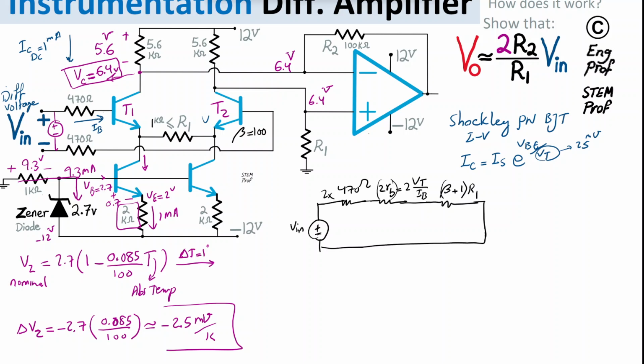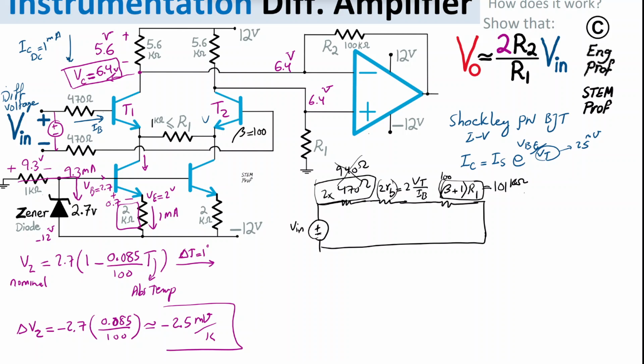So this is the scheme we have. If R1 is more than 1 kilo ohm, then we multiply it by at least 101, because that's beta 100 plus 1. This resistor value is effectively about 101 kilo ohm. So this 2 times 470 is 940 ohm, which is completely negligible compared to the 101 kilo ohm.